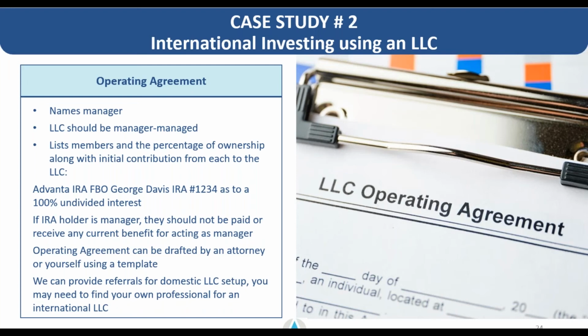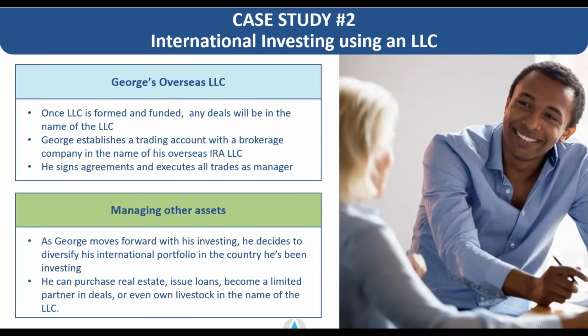And so again, understand what requirements might be needed if you're making the investment either directly through the retirement account or through an entity that the country might require you to establish. So his overseas LLC is funded and he can make any investments through the name of that LLC. That might be a big benefit to George if he's making investments, let's say on a trading platform, and he wants the account with the trading platform to be in the name of an entity rather than in the name of his retirement account. He's going to sign agreements and execute all trades as the manager of that entity. He would move forward with any investing. He can decide to diversify through that entity within the country.